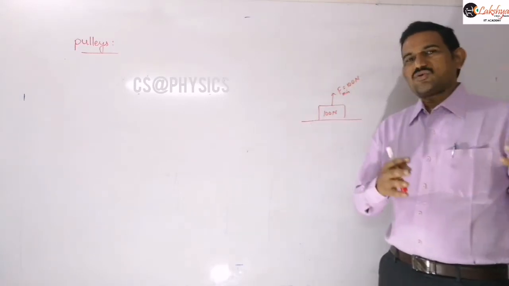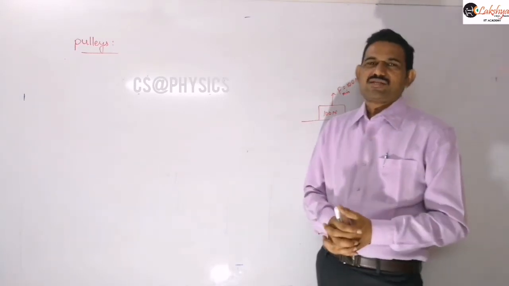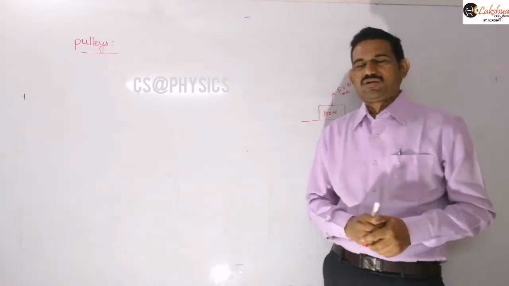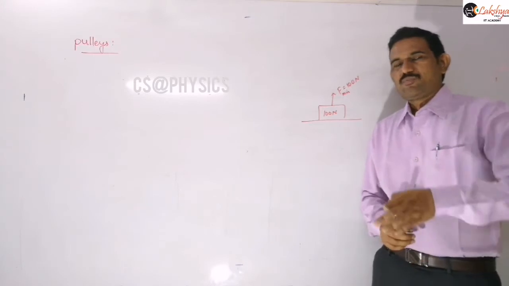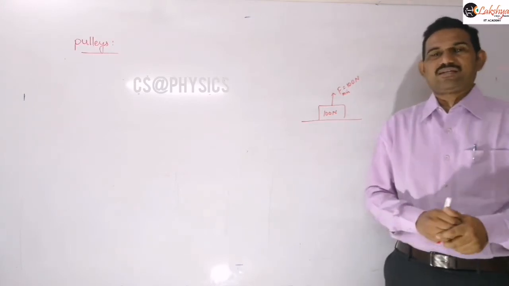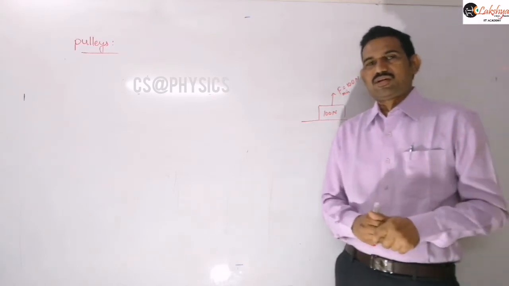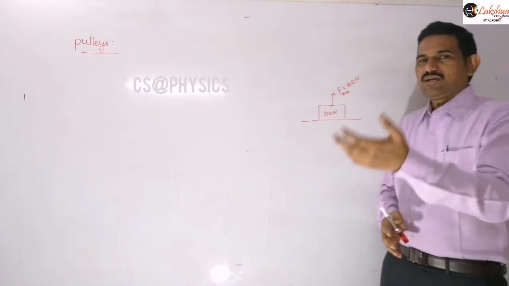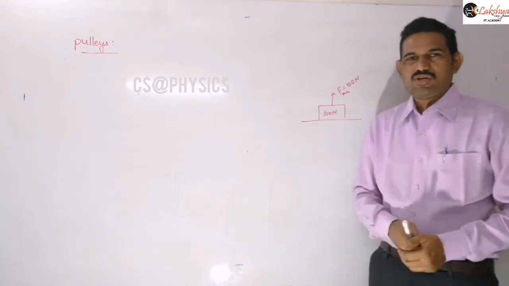Suppose you want to lift a 1000 newton object, then there is no need to apply 1000 newtons or more. By applying a force less than 1000 newtons, you can accelerate the block in the upward direction. Finally, the net force acting on the block will be 1000 or more than 1000 only.